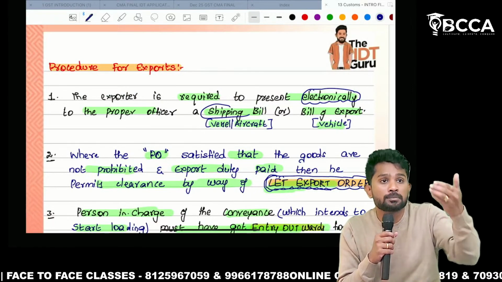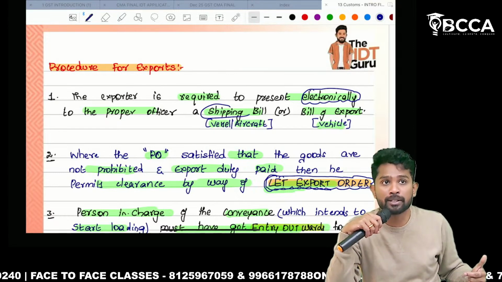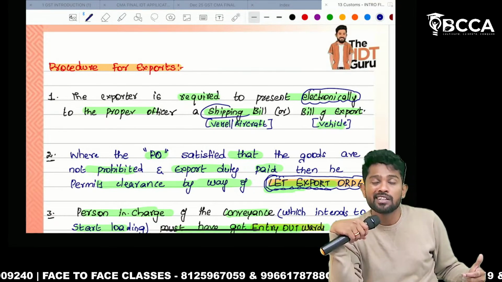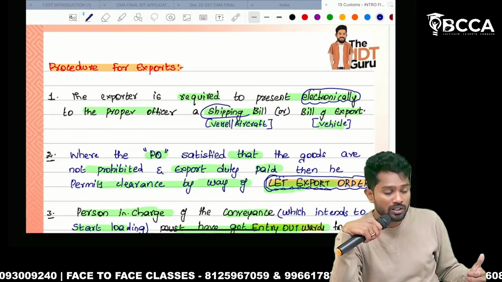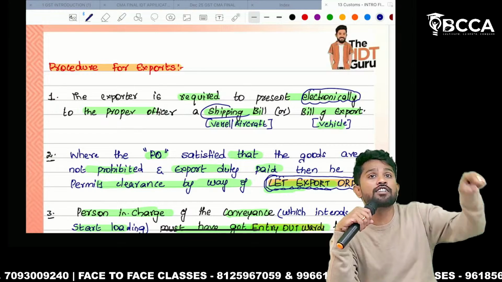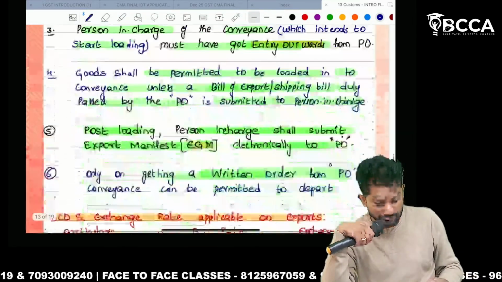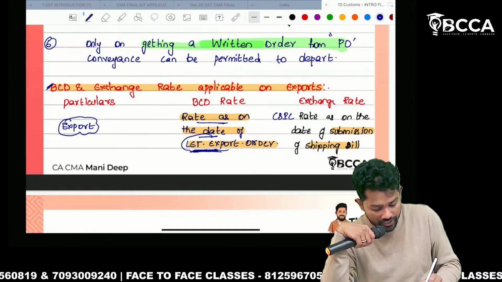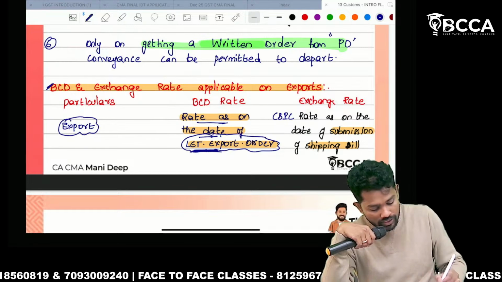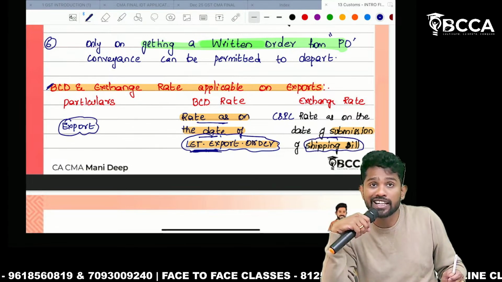First you will present the shipping bill. Post shipping bill, they'll verify it and grant the let export order. So the let export order is relevant for the BCD rate, whereas the submission of the shipping bill is relevant for the exchange rate.